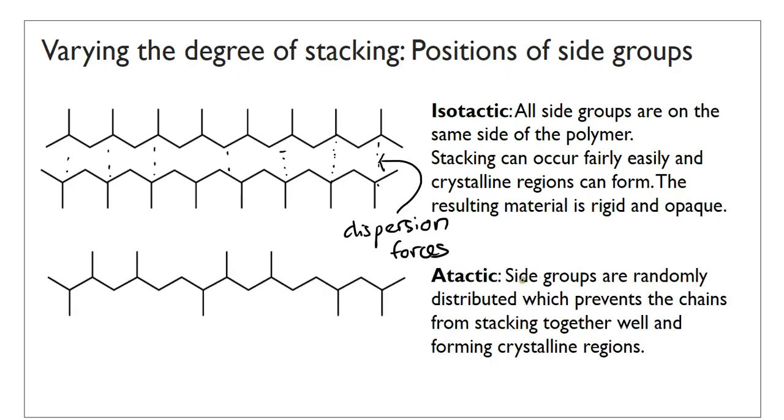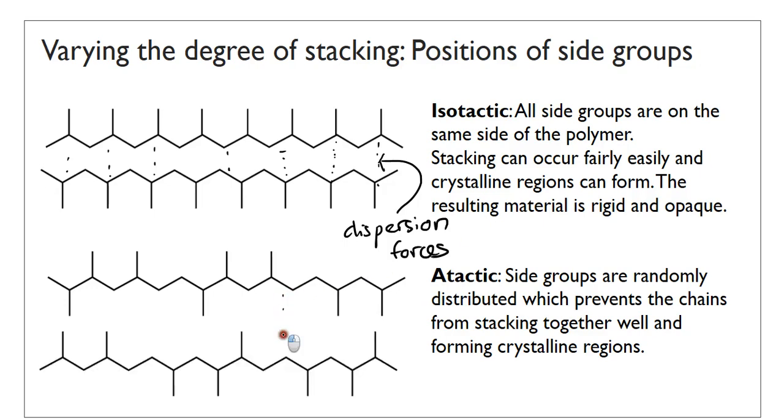Alternatively, you can have atactic, which is when you just randomly distribute the side chains. So sometimes it's up, sometimes it's down, but there is no pattern. And that is going to prevent any close stacking. So you actually have weaker dispersion forces between the chains here.